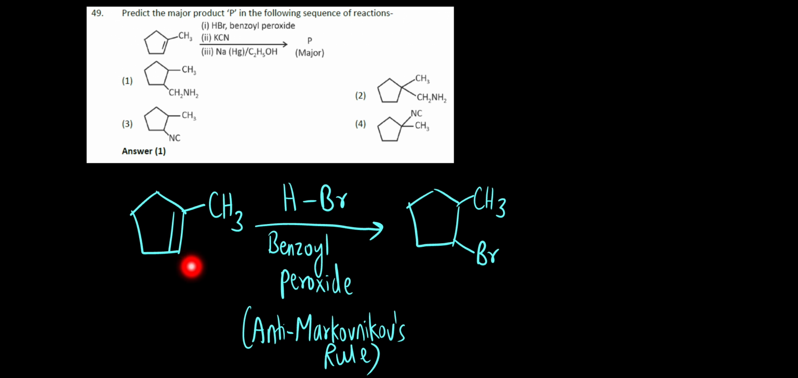Here there is more hydrogen, so the negative part of the reagent, that is Br minus, will attack here. It will attach here, so we will get this anti-Markovnikov product.